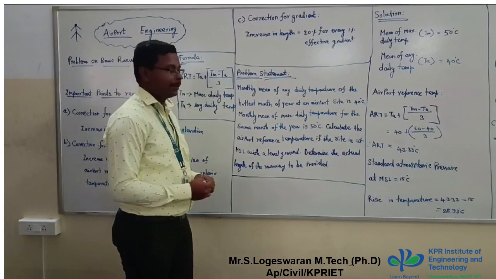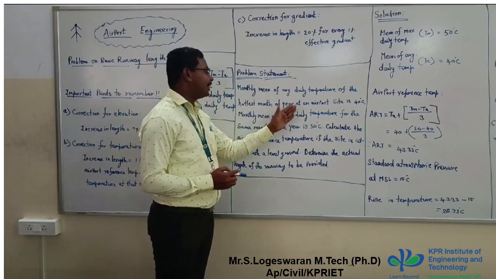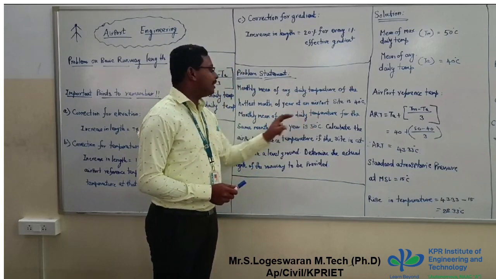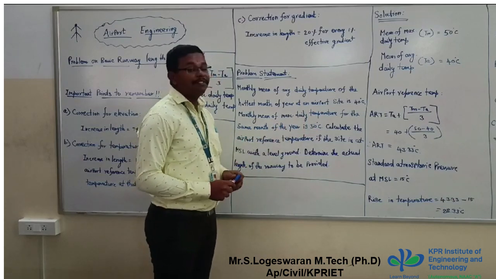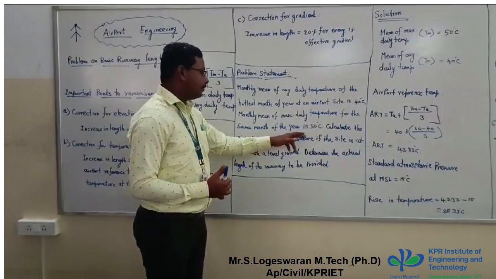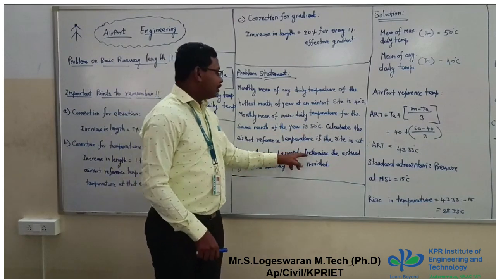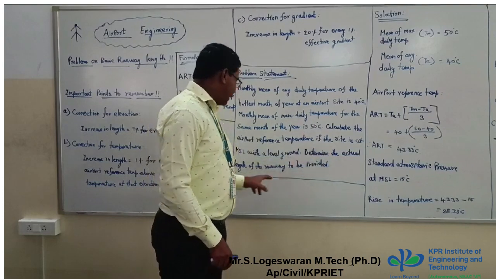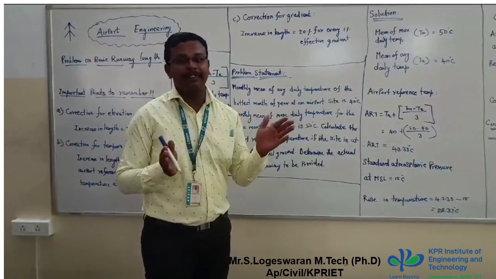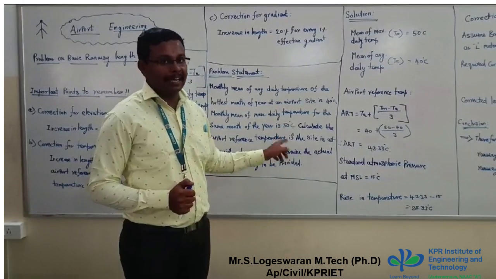So let us see the problem statement. Monthly mean of average daily temperature of the hottest month of the year at an airport site is 40 degrees Celsius. Monthly mean of maximum daily temperature for the same month of the year is 50 degrees Celsius. Calculate the airport reference temperature. They are asking the ART if the site is at mean sea level with a level ground, so there is no elevation. We need to determine the actual length of the runway to be provided. Here they have not mentioned anything about the basic length of the runway, so we can keep the length of the runway as L.